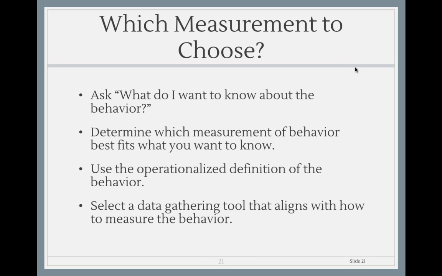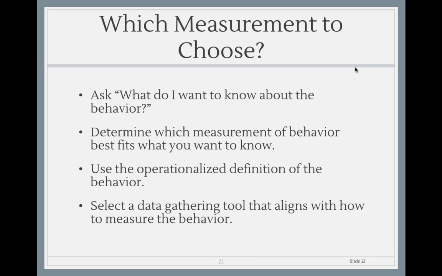The next step is to determine which measurement to use. Ask yourself, what do I want to know about the behavior? If you want to know how often the behavior occurs, then you would choose to measure using frequency. If you want to know how long a behavior lasts, you would choose duration as a way to measure.